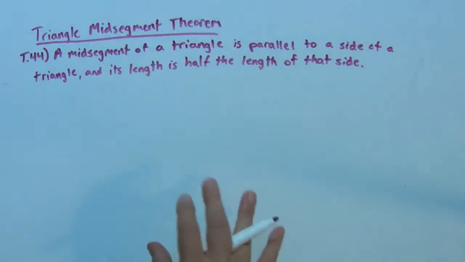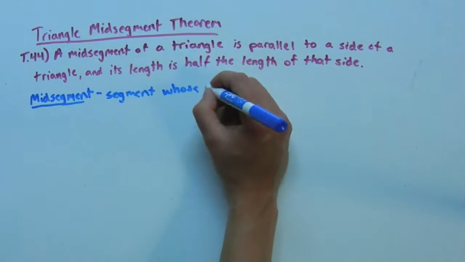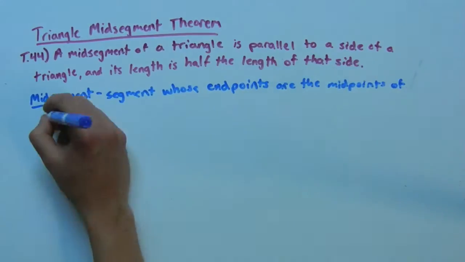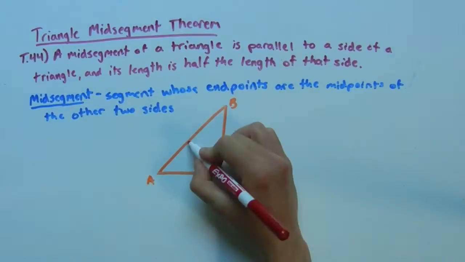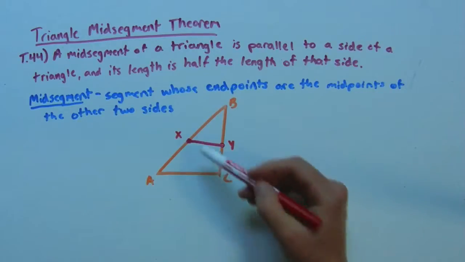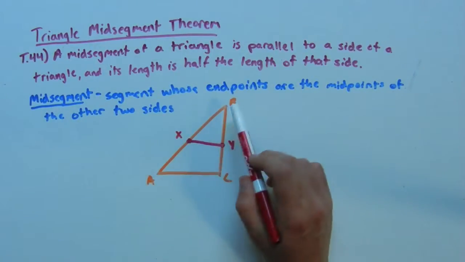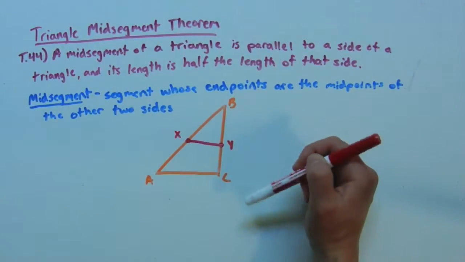But what exactly is a midsegment? A midsegment is a segment whose endpoints are the midpoints of the other two sides. So X is the midpoint of AB, and Y is the midpoint of BC.